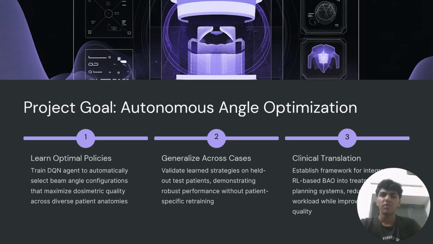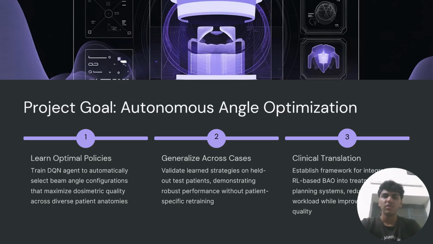First, we aim to learn optimal beam angle policies. Instead of manually exploring thousands of possible angle combinations, the DQN agent continuously improves by interacting with dose simulations and learning which angular sequences lead to the best radiation delivery patterns. So the system learns purely from the dosimetric consequences of its actions. Similar to how reinforcement learning agents learn to play complex games like Go or StarCraft, but here the game is balancing cancer treatment accuracy and tissue sparing.